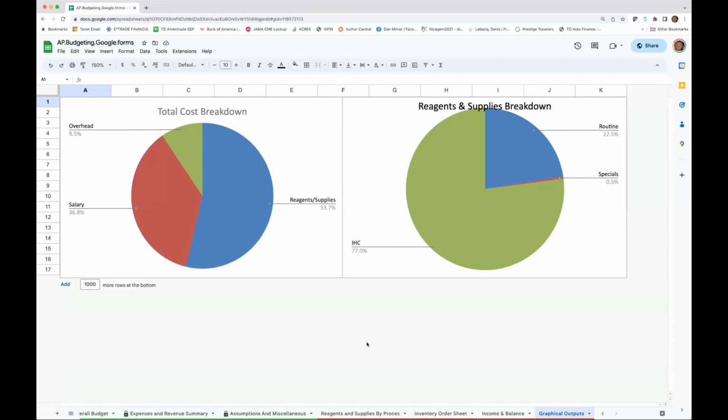So our salary is about 36% of our budget here. Our reagents and supplies, it's entirely immunohistochemistry, right? 77% of our budget is immunohistochemistry. And remember, that's for only 3,500 of our 10,000 patients. So this is why subsidizing immunohistochemistry is so important. And this is the last point I want to make before we go back to the process.